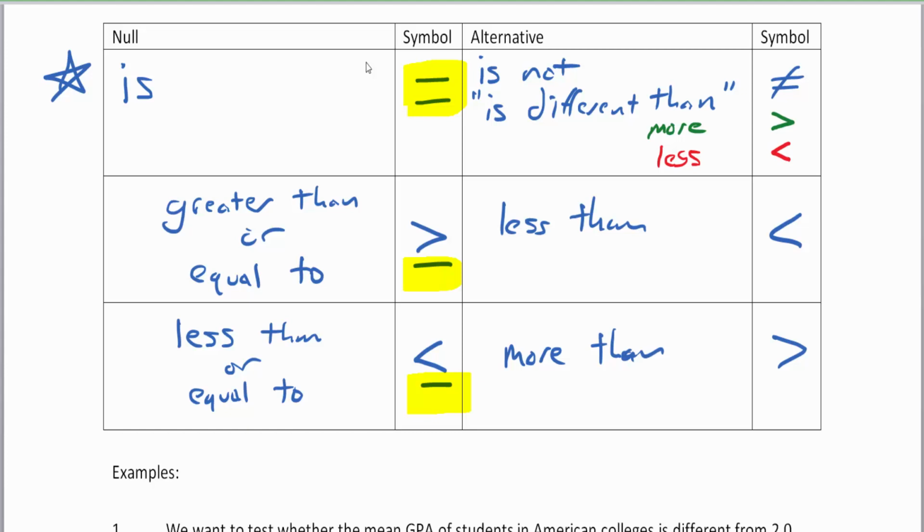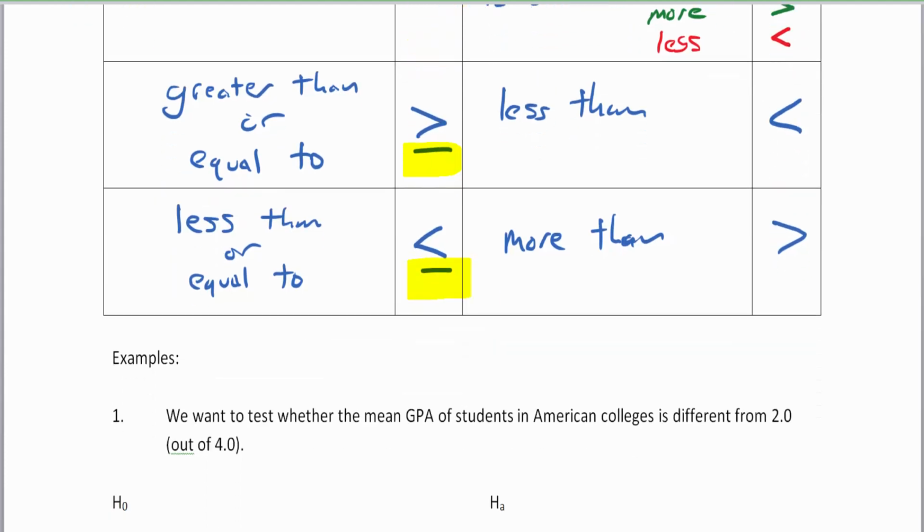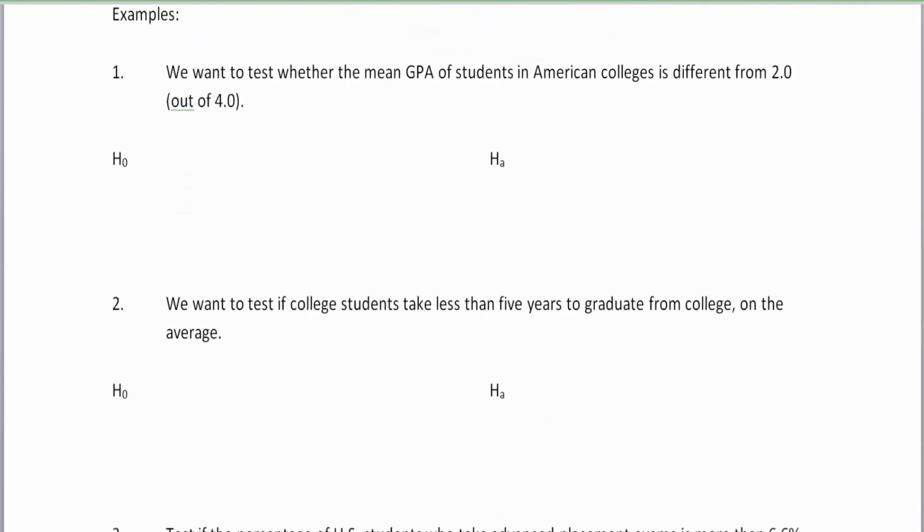So make sure that your null always has an equal sign in it, and your alternative never has an equal sign in it. And if you're thinking, what about not equal to? It has an equal in it. Well, but it's not equal to, so it counts. It counts. Don't try to get me with that funky logic there. All right, now let's get to some examples to end this video.